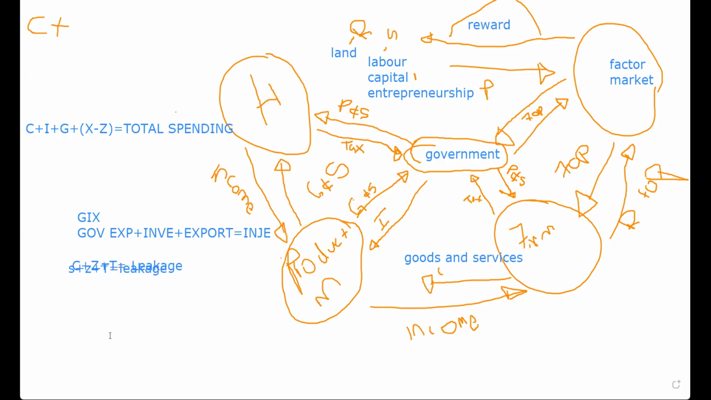So savings: when you're saving your money, you're not using it, it's just staying there, so it constitutes a leakage, and also your taxation as well as your imports. When you're purchasing from the rest of the world, money is leaving the economy. So it's a withdrawal in the economy. So it's a leakage.